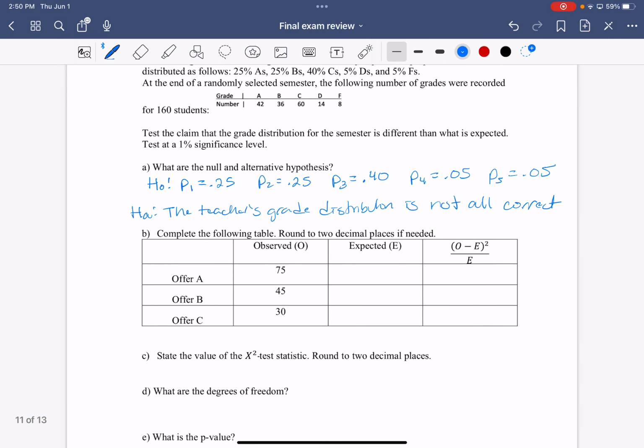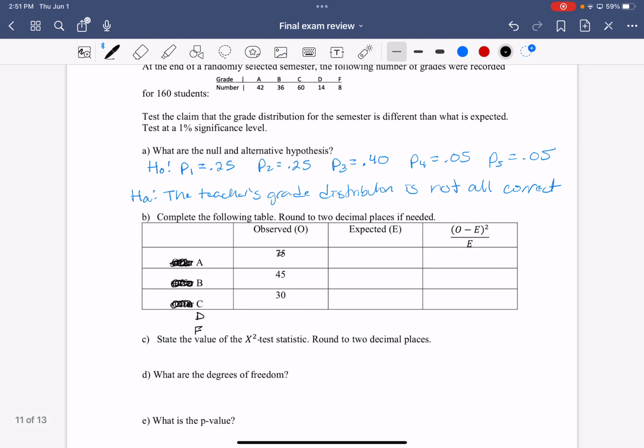All right, part B, complete the following table as we did before. So this is where we're off, because we're not doing coupons anymore. This is the grade. So grade A, B, C, D, and F. So you have to add in those grades. And then the observed. What was the observed for A? 42. What is it for B's? 36, then for C's, D's, and F's, 60, 14, and 8. Yeah, because that's from what was given. That was what was observed.